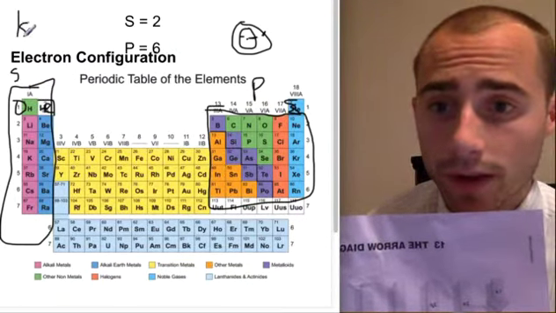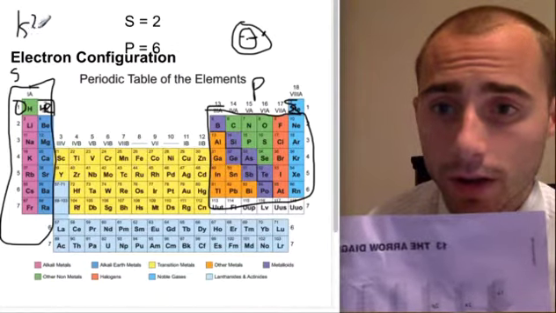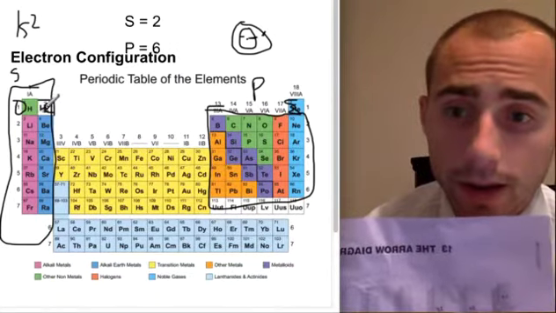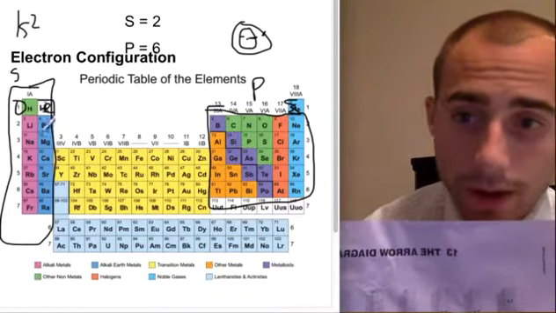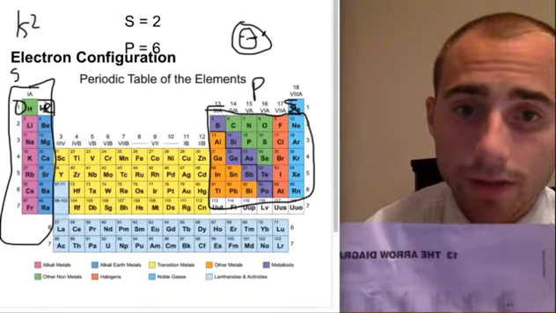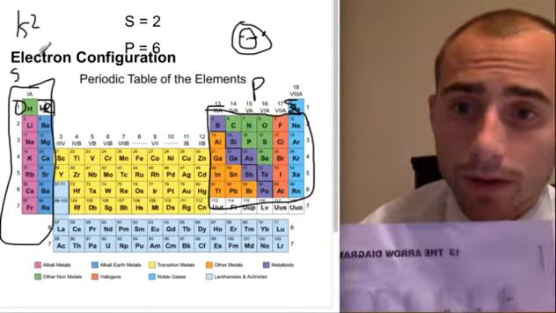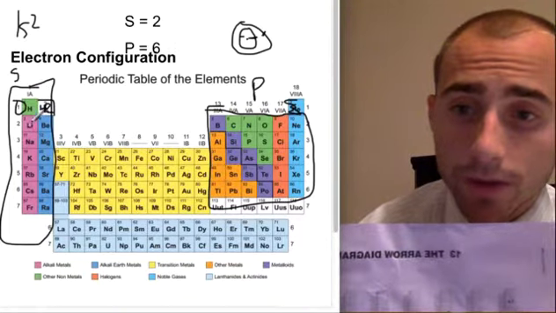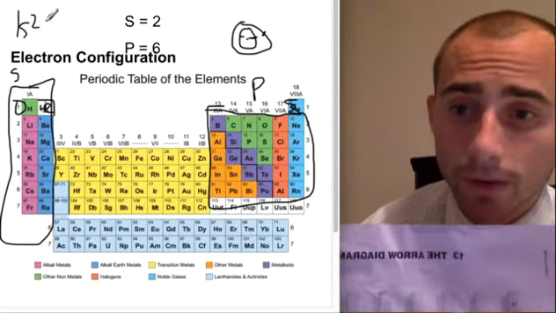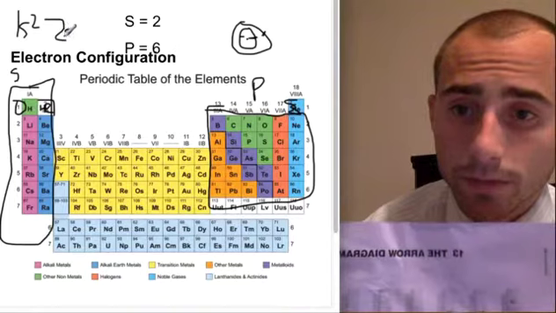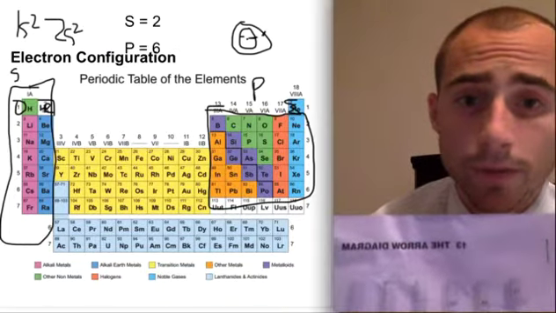So we always start with hydrogen and work our way down. Across the row, left to right, then down. Across the row, left to right, just like that. So 1s2, we have full. 2s1, 2s2. We know that's full.